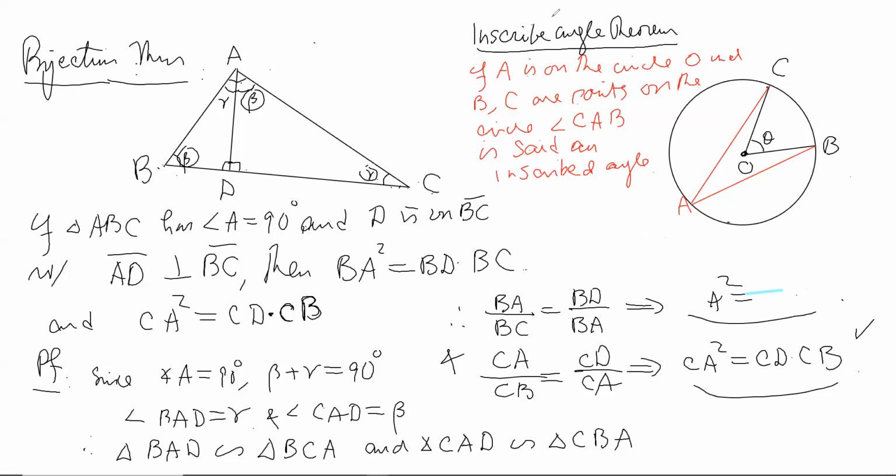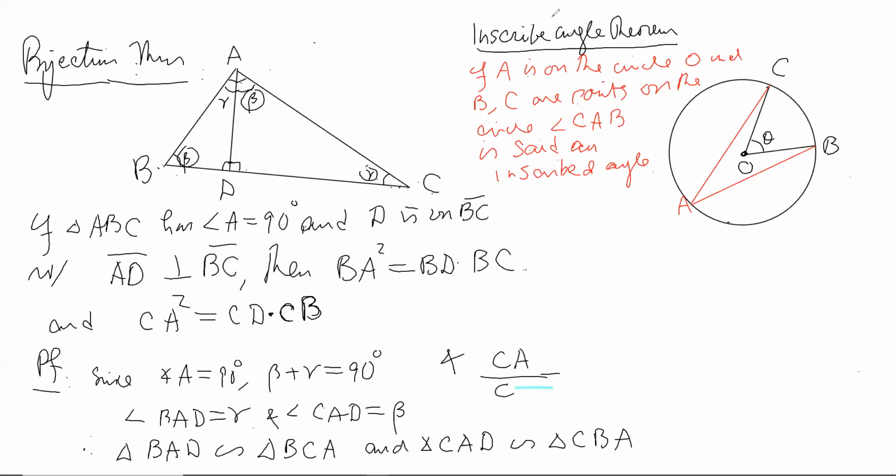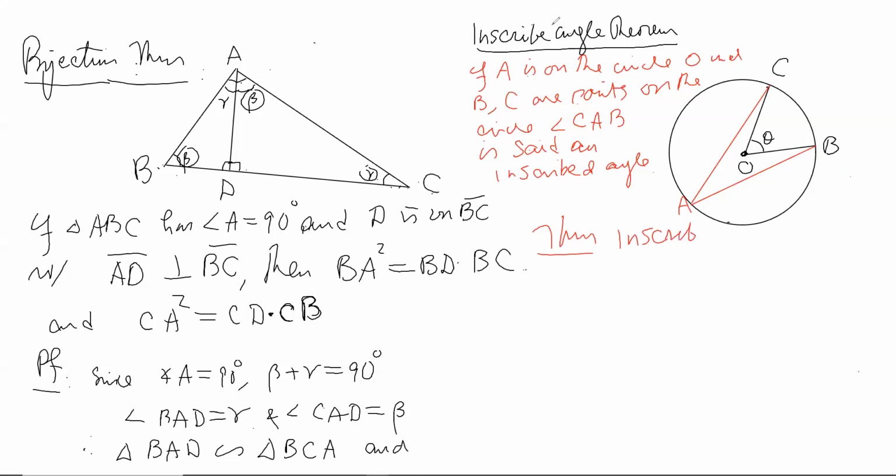Now, what's the relation between the central angle and the inscribed angle? An inscribed angle has a vertex on the circle, while a central angle has its vertex at the center. What is the relation between COB and CAB? COB is twice the measure of CAB. That's the theorem called the inscribed angle theorem. Now the measure of CAB is 1/2 of the measure of COB. And this is called the inscribed angle theorem.